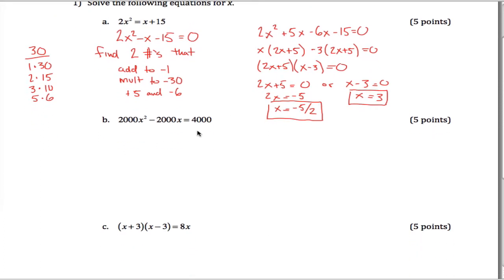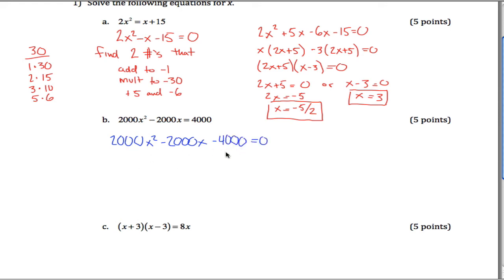And I can do a similar method down here. Same idea. I have this equation, 2000 x squared minus 2000 x. I want it equal to 0, so if I subtract 4,000 from both sides, I'll set it equal to 0.